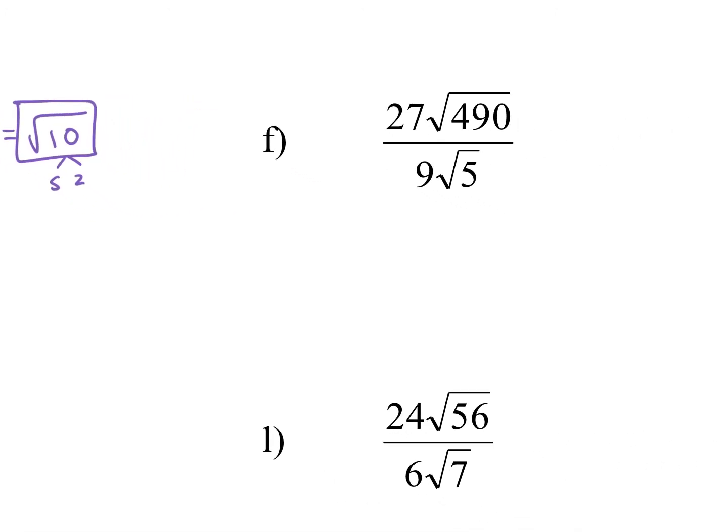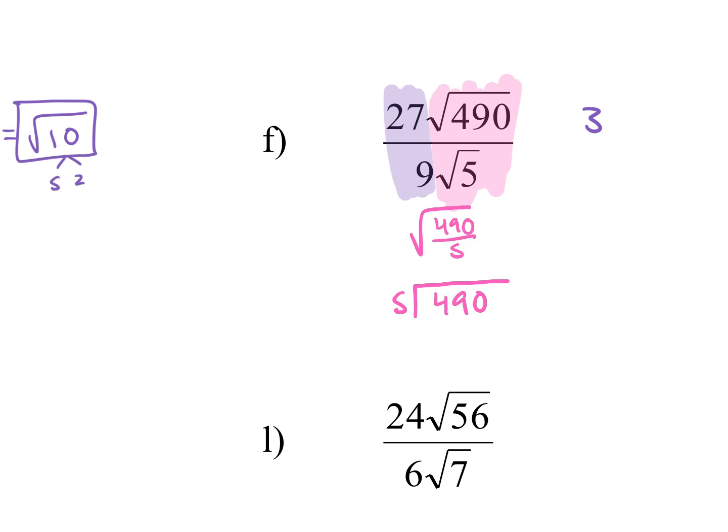All right, for F, what should I do first to simplify? Divide what? I can divide 9 into 27, so I'm going to divide the coefficients first. So since I can simplify those, let's get that out of the way. So that'll be 3. 27 divided by 9 is 3. What should I do next? Divide the radicals. So I can put this all under the same radical, 490 divided by 5. 490 ends in a 0, so I know 5 is going to be able to go into it evenly. So let's divide it and see what we get.